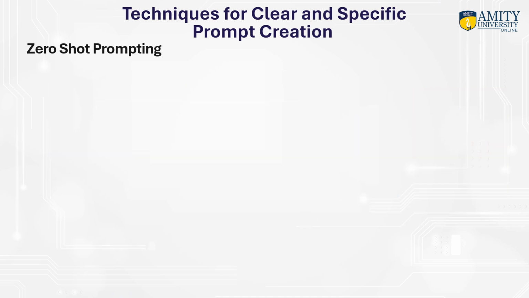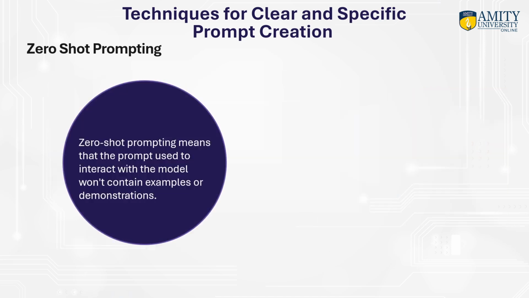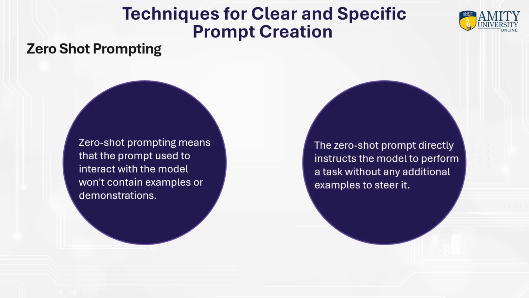So we'll look at the definition. Zero shot prompting means that the prompt used to interact with the model won't contain any example or demonstration. The zero shot prompt directly instructs the model to perform a task without any additional examples or instances. So you're directly asking without mentioning any kind of example, and your model will generate the answer based on the previous knowledge it has.